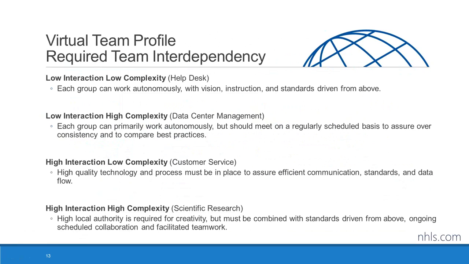The third is high interaction and low complexity, like customer service. Here, you need to have great standards, but also efficient communication and data flow across your different locations. And lastly, with high interaction and high complexity, they need to not only be autonomous to be able to drive their own creativity, but there also have to be some standard processes in place for them to interact on an ongoing basis. So there's a lot more than that.